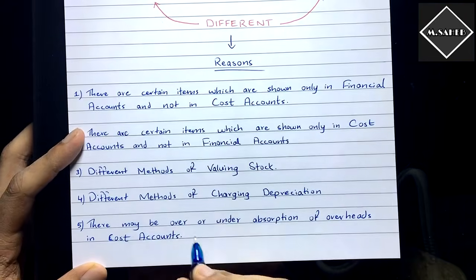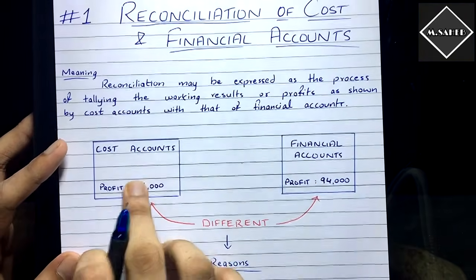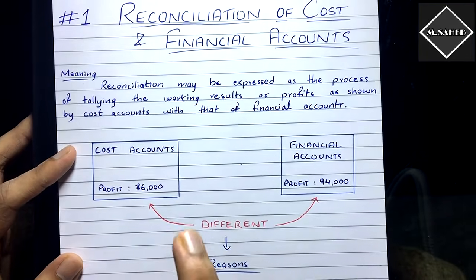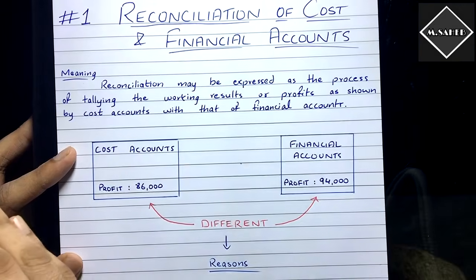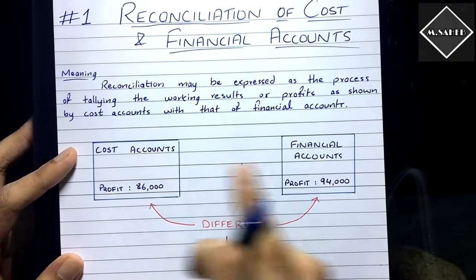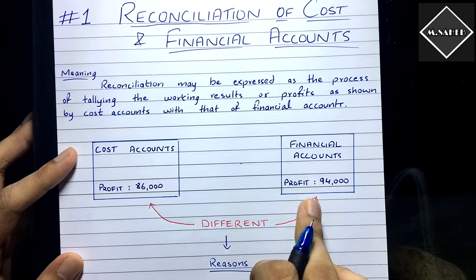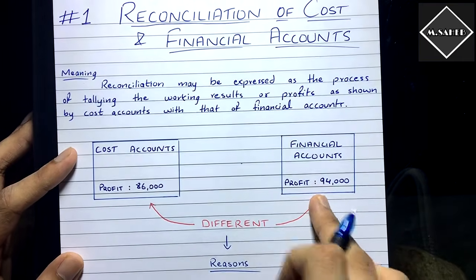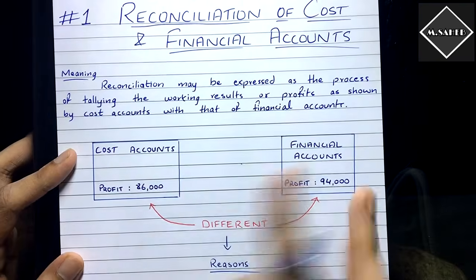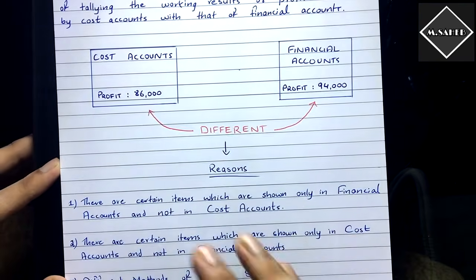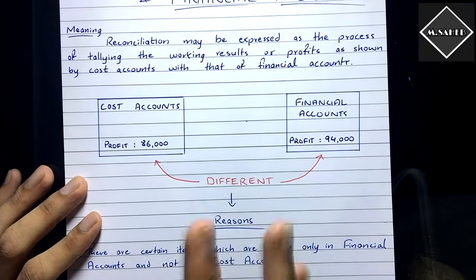And then there may be over or under absorption of overheads in cost accounts. Now in cost accounts, we calculate everything on an estimated basis, right? So whatever overheads, those expenses are there, we assume them beforehand and absorb them, but financial account is prepared on a historical basis. So when we incur those expenses, then only we will record them in financial accounts. But in cost accounts we record the expenses beforehand on an estimated basis, so that's why it will be different, okay? So these are the main 5 reasons due to which cost accounts and financial account profit will differ, okay?